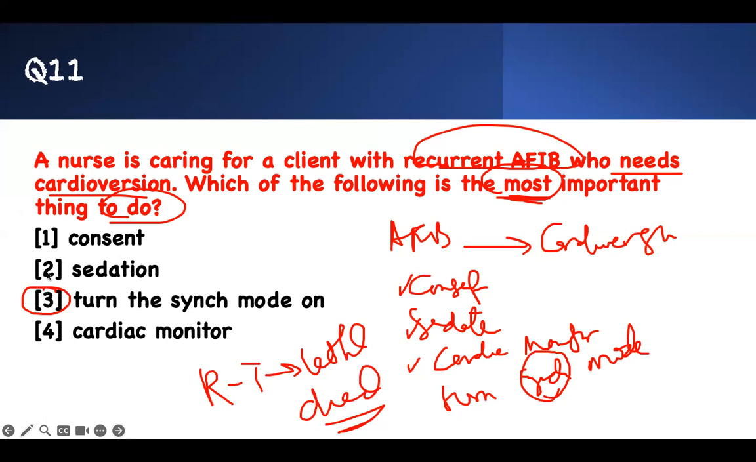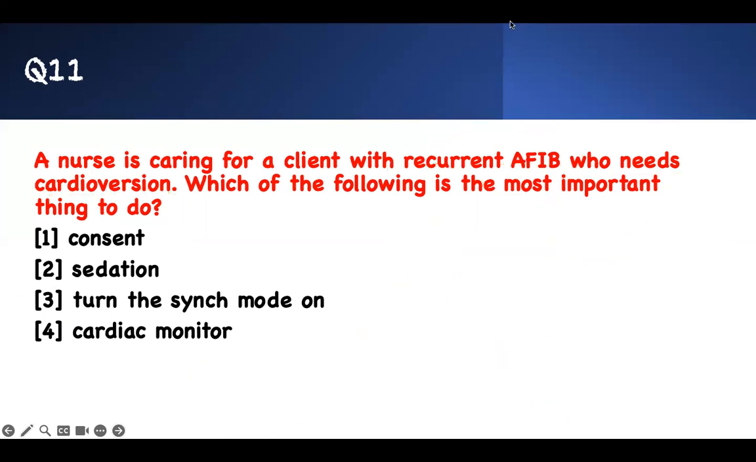It depends on what kind of answer choices you get. They can trick you. They can take the sync mode out and you don't see it, but they give you other choices: consent, sedation, and cardiac monitor. I will go for consent. If I don't see the sync mode, you have to get consent from the patient to do a procedure. You cannot do a case on the patient without consent. But if there's an answer choice, say turn the sync mode on, I'm taking that one. So that's a hard question.